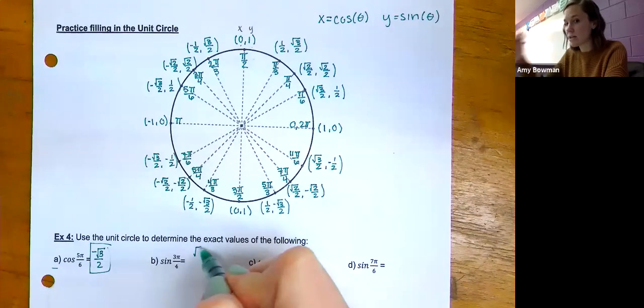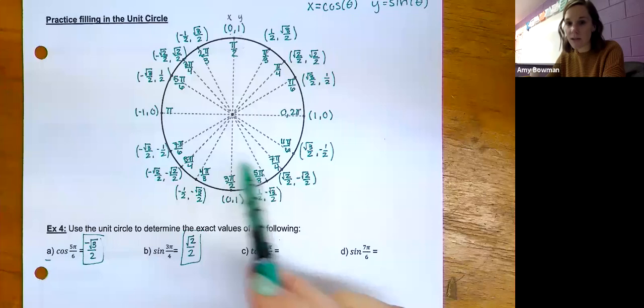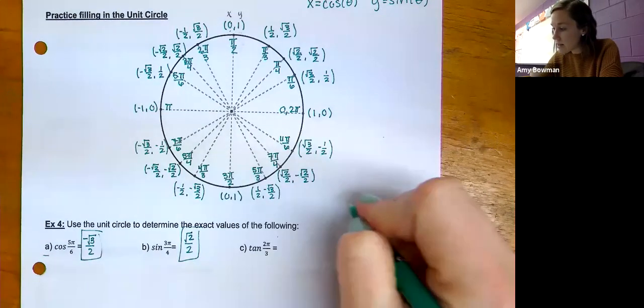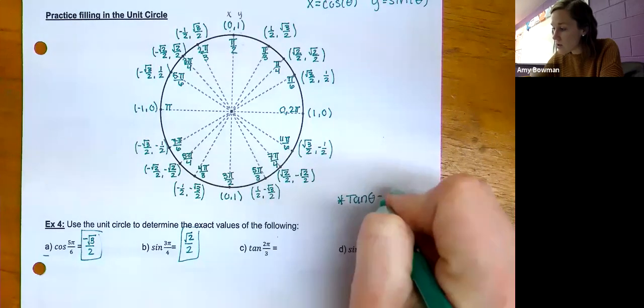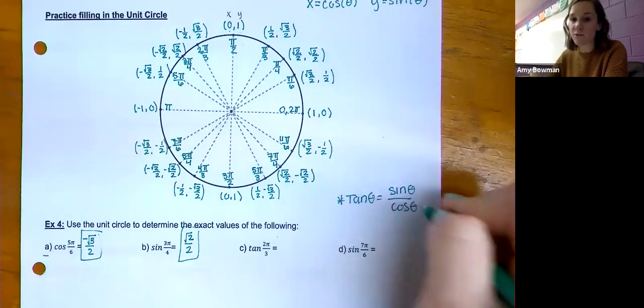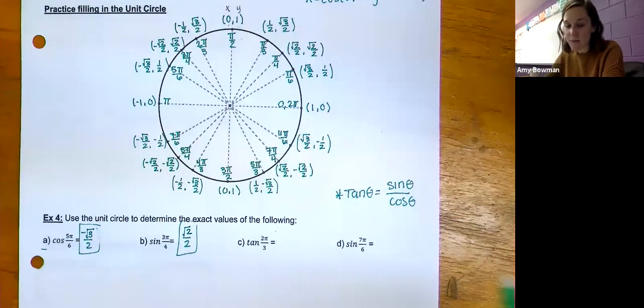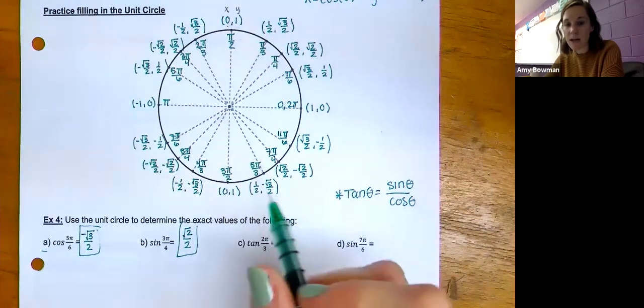Now, tangent of 2 pi thirds. We only have sine and cosine on here, but don't forget that the tangent of an angle is the ratio of its sine divided by its cosine. We saw that on the first page. So if I can find sine and cosine of 2 pi thirds, then I'm just a step away from finding the tangent. So first I'm going to find 2 pi thirds.